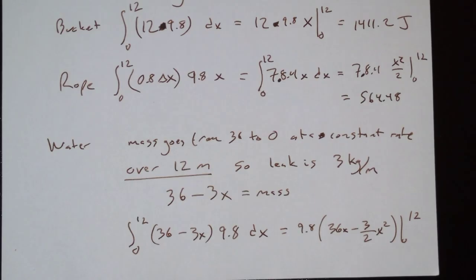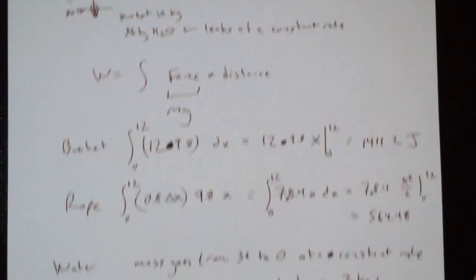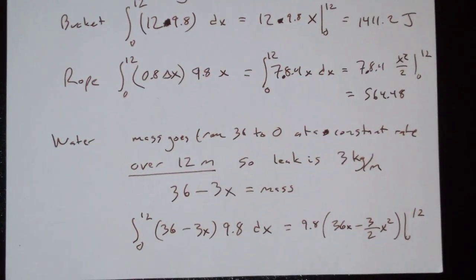Now, this should be more than the bucket. Why? Say again? Times 9.8. But I had the 9.8 with the bucket. But why do I know still that this should give me a larger amount of work than the bucket did? Same X value, 0 to 12. I took the bucket from 0 to 12, didn't I?